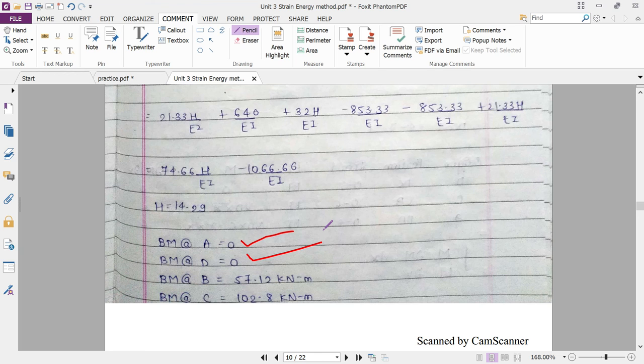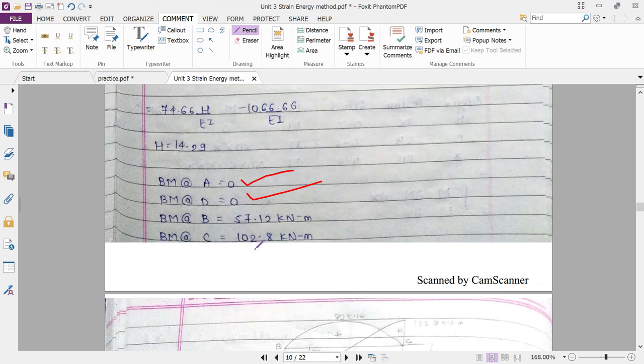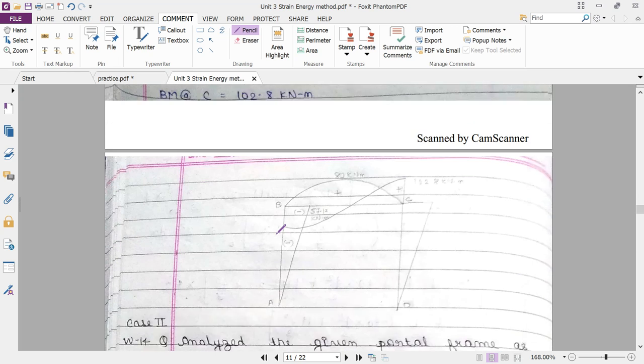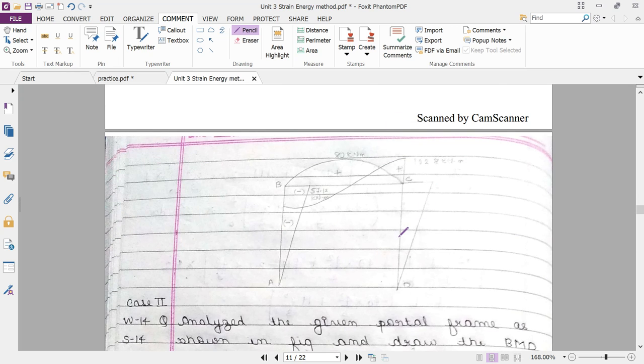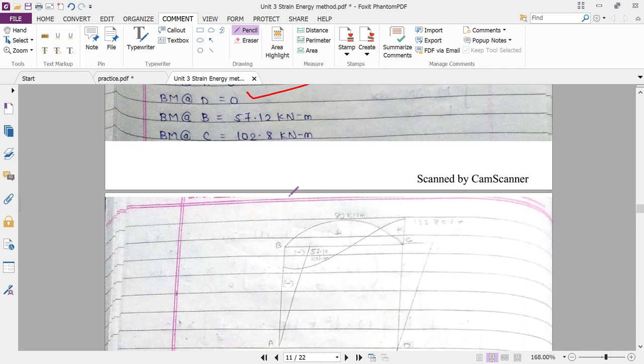Then accordingly B and C we can calculate as 57 and 102, and then we can plot the diagram like this. Finally, the sagging bending moment you can draw like this. So today we have seen another variety of this type of portal frame, which has equal legs.